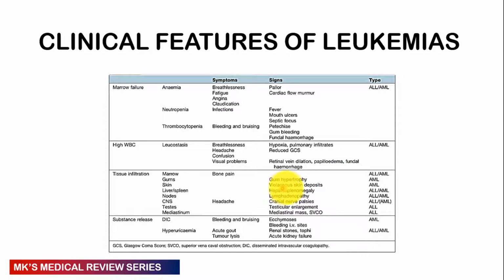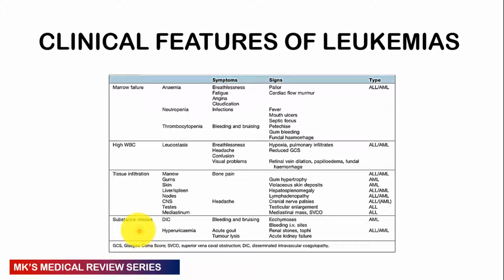It may infiltrate the skin, where you get these violaceous skin deposits. They are violet colored like deposits. Then you see this in acute myeloid leukemias. You may get infiltration of the liver and spleen, where you're going to see hepatosplenomegaly and lymphadenopathy in both cases. You may sometimes get CNS infiltration, which may cause headaches, cranial nerve palsies. This is more common in acute lymphocytic leukemia. It rarely happens in acute myeloid leukemia unless there's systemic relapse of the disease. Then, of course, you also get testis infiltration and mediastinal infiltration, where you get a testicular enlargement or mediastinal mass. That is common in both these cases.